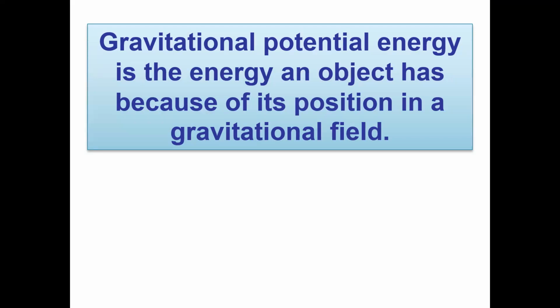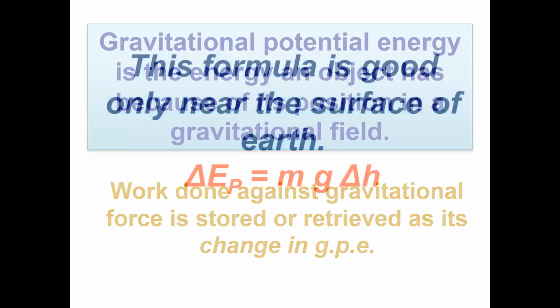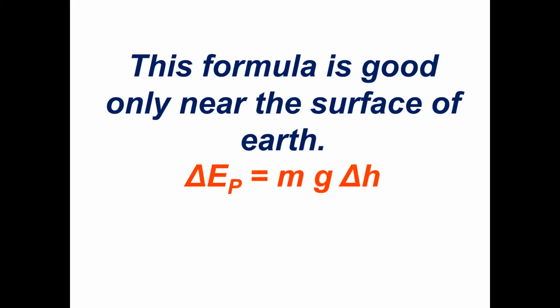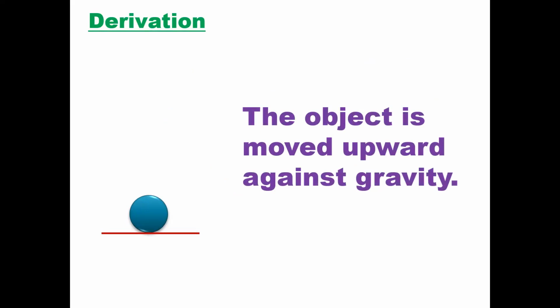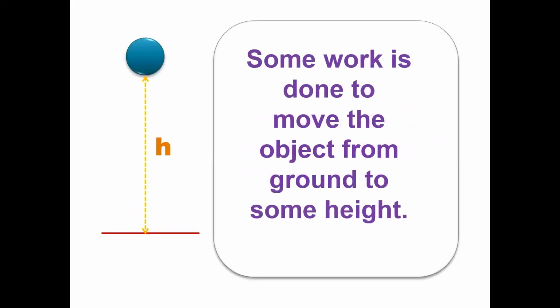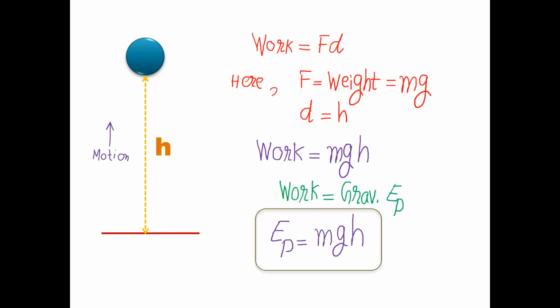Gravitational EP is the energy an object has because of its position in a gravitational field. It is due to some work done against gravity. And the conventional formula is delta EP equals mg delta h. And then we had a derivation. If you have a mass, you lift the mass against gravity. You need to do some work to move the object away from the earth. Now, work done is equal to force times displacement. You get the weight because you're lifting it.